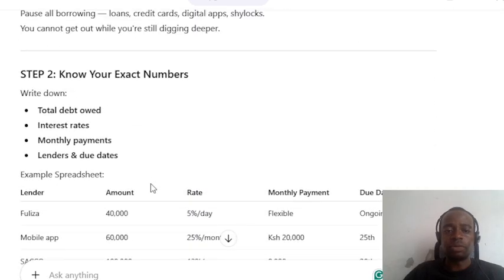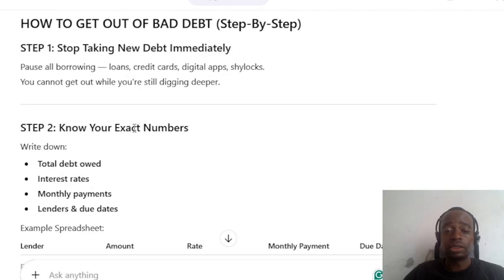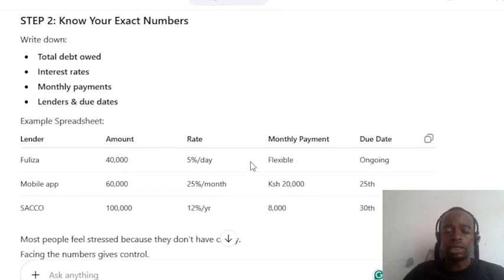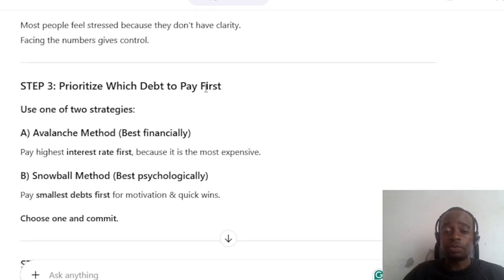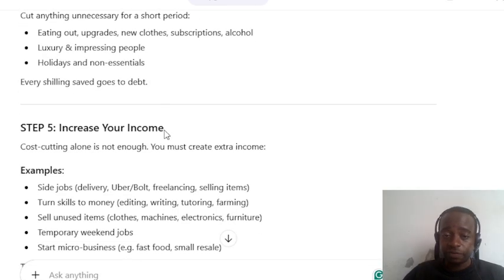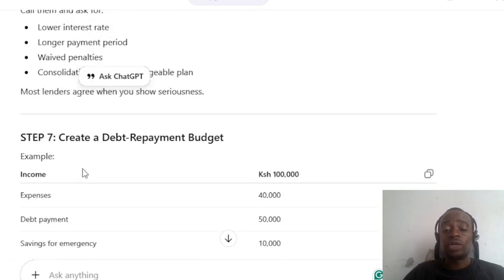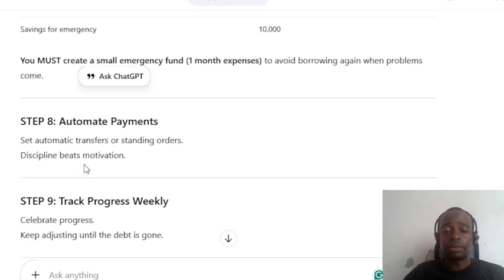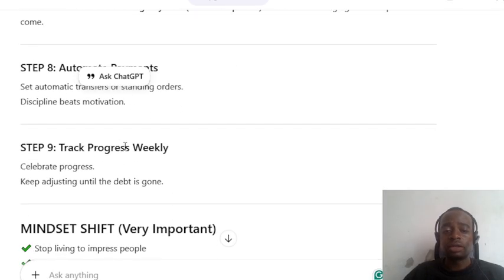Step number 1, stop taking new debt. Step number 2, know exact numbers, create a list like this, an Excel sheet. Number 3, you need to prioritize which debt to pay first. Number 4, you need to reduce your expenses. Number 5, which is very important, increase your income. And number 6, negotiate with your lenders. Number 7, create a budget plan. Number 8, automate payments. And number 9, track your progress weekly.